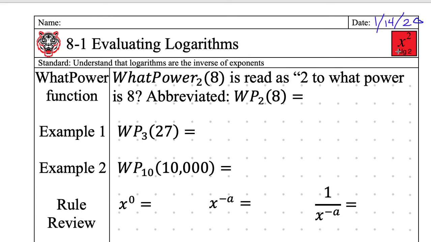Okay. Quiet raised hand. What is our, I don't know why that says standard. It should be our objective of the day. Jaden. Understand that logarithms are the inverse of exponents. Exactly. So last unit, all of Unit 7 was dealing with exponents.